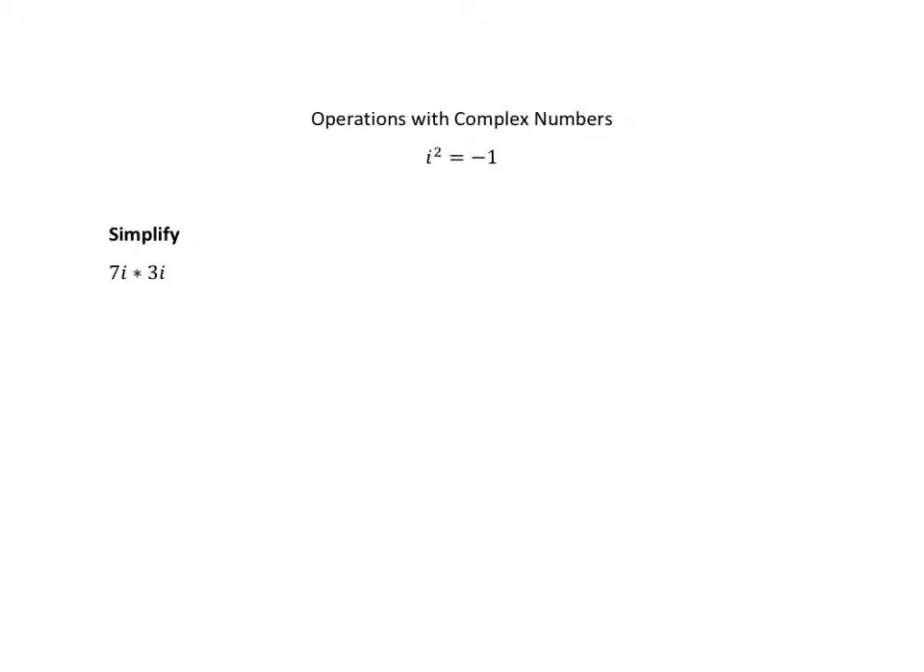Alright, so the next example is a multiplication problem. 7i times 3i. Now this is where the rule that I have at the top is going to come in handy, and it says i squared equals a negative 1. When we multiply these two, 7i times 3i, we're going to multiply the numbers, 7 times 3, and we're going to multiply the i's, i times i.